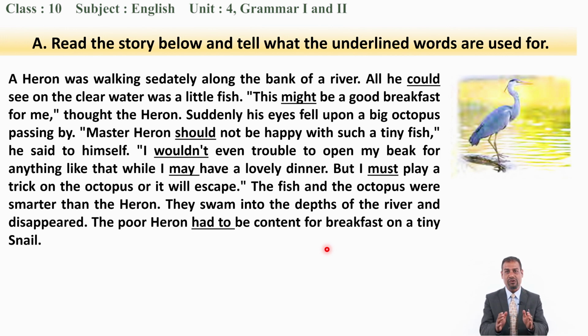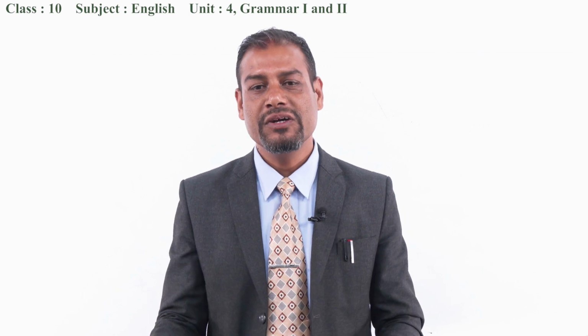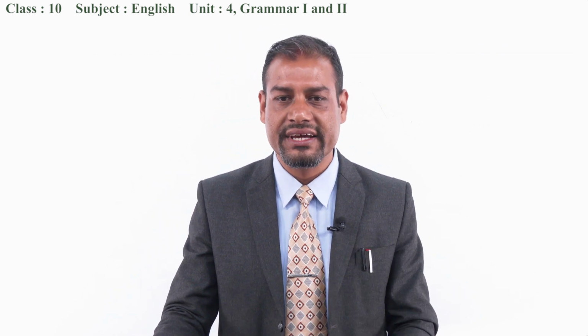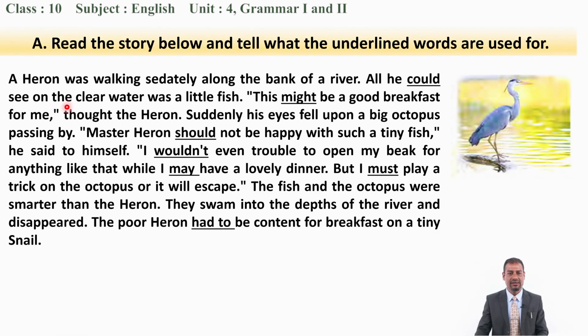Good. Now, your job is to find out why those words are used here. You have to know it. And later, we have to be able to use these words in our writing and in our speaking. Is that clear to you? Good. Now, can you tell me why this could is used here? For example, you can read this sentence once again. All he could see on the clear water was a little fish. You have to find out the function of this word here.